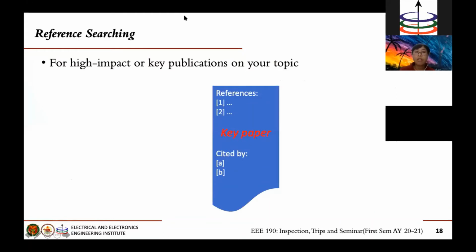Now, once you've identified those key papers, you need to do a reference search now. So, ano ba yung reference search na to? First, you look at the backward reference.